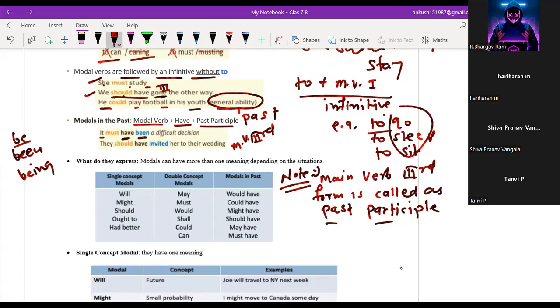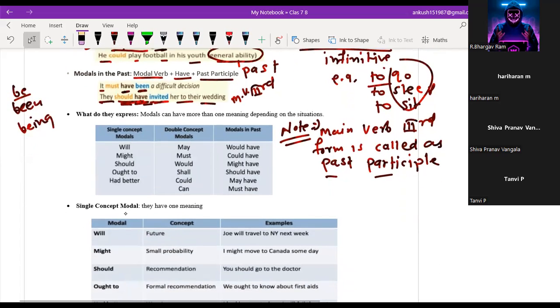When we use them in a sentence: they should have invited her to their wedding. See, whenever have is used with should, the third form will be used. Means they add the past participle. What do they express? Actually, modals can have more than one meaning depending on the situation. It is a very, very important point, to be remembered, that modals can have different meanings in different situations.